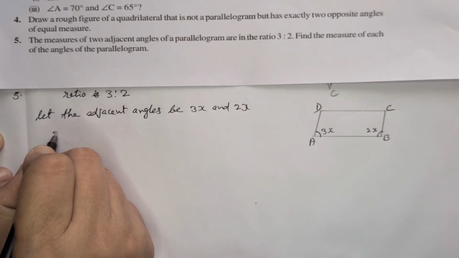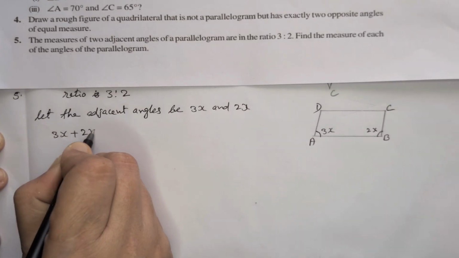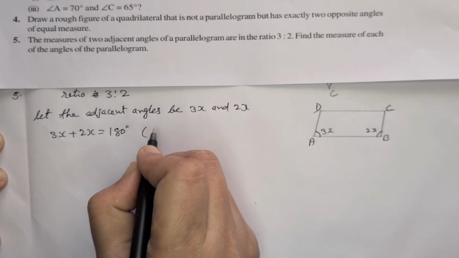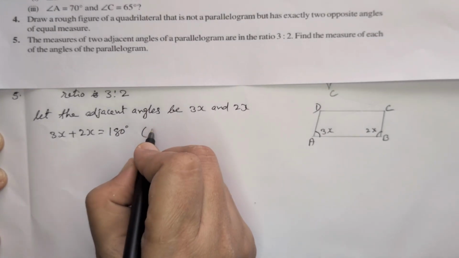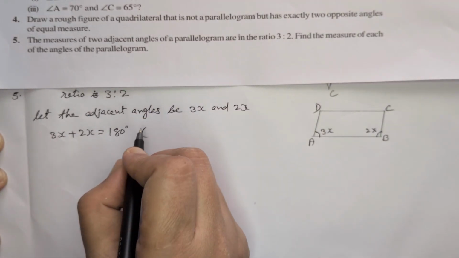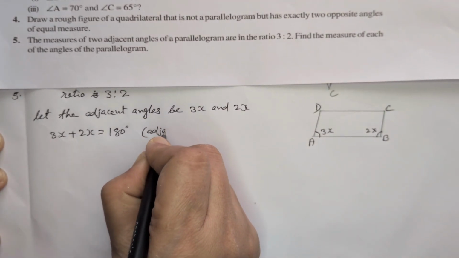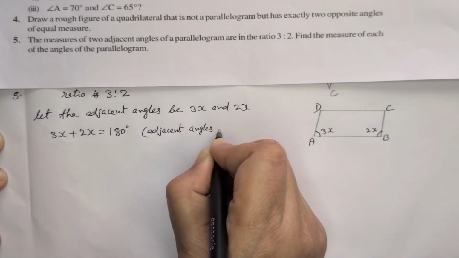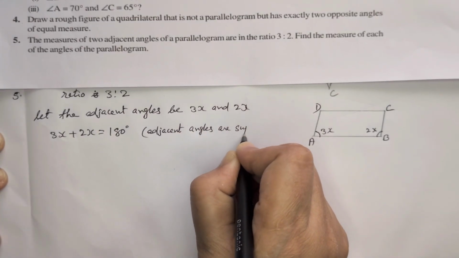Now we know that 3x plus 2x is equal to 180 degree. What is the reason? Adjacent angles are supplementary. Here it is given a parallelogram, so we can apply that property. Adjacent angles are supplementary.